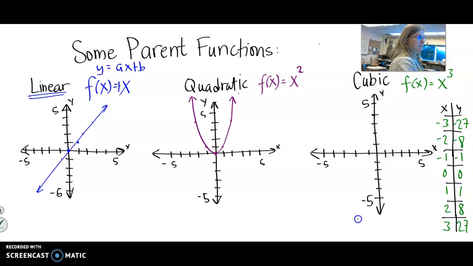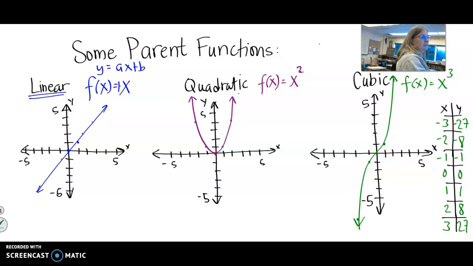-2, -8 is approximately right about here. -1, -1, 0, 0, 1, 1, 2, 8 is up here, and then 3, 27 is way up there. So it looks about like this. There's your parent function for the cubic family of functions.